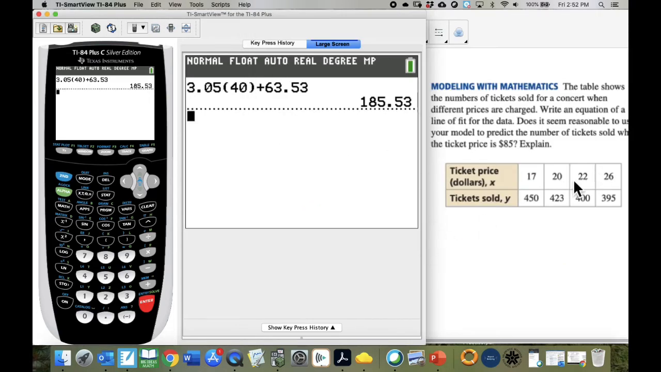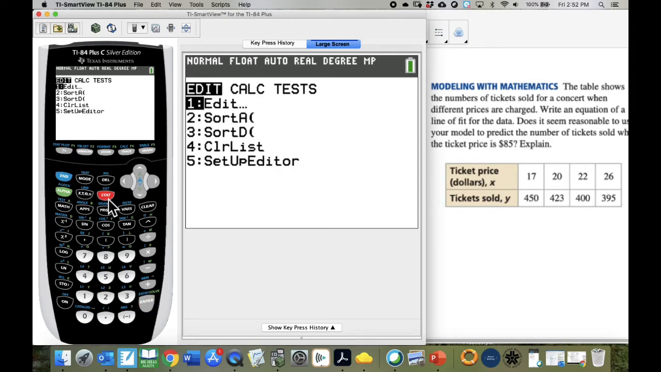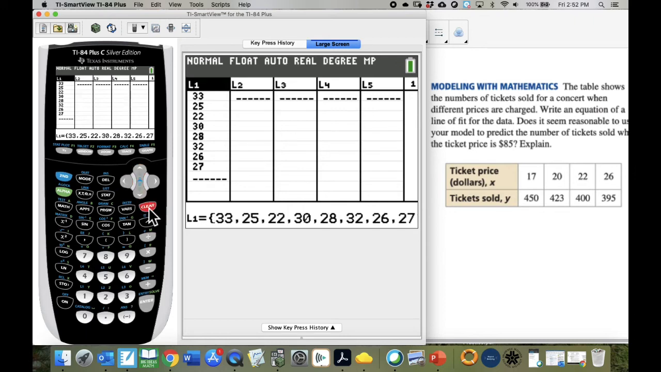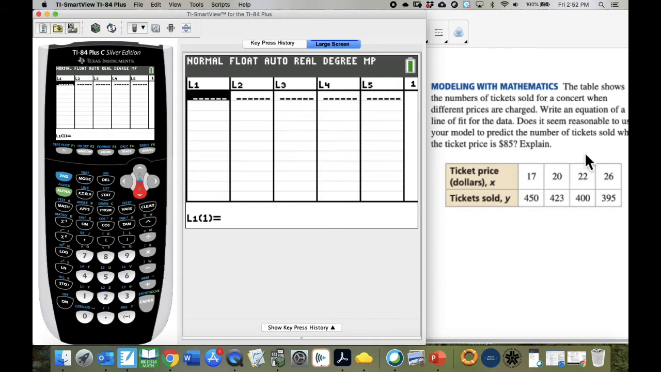All right, for number 18, once again, we need to enter this table. So we have to clear out all of our old data and put this one in. So I'm going to go back to Stat, Edit. I'm going to go up and clear, down, over, up, and clear, and down. I'm going to put the X's in my L1. I'm going to put the Y's in my L2. Okay, I've got my numbers in.